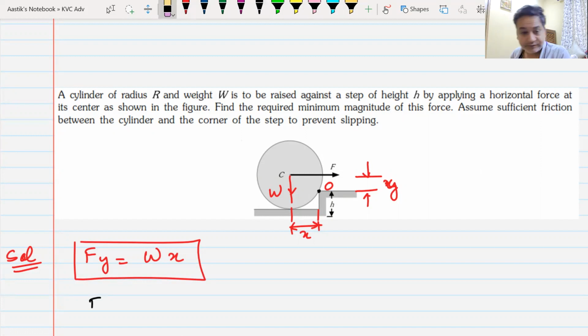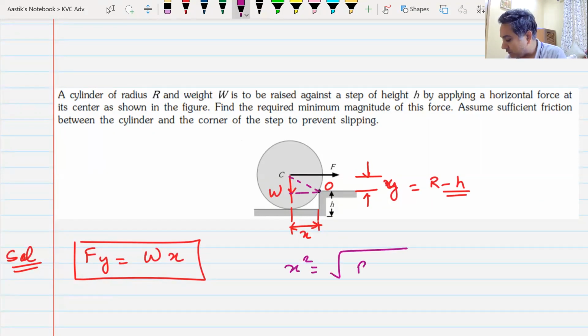What is the value of Y? Hmm? What is the value of Y? R minus H, sir. Y will be equal to R minus H. Well done. What is the value of X? Look at this diagram. This is R and this is X. So X will be equal to the square root of R squared minus (R minus H) whole squared. Yes or no? Yes, sir. That is the value of X.